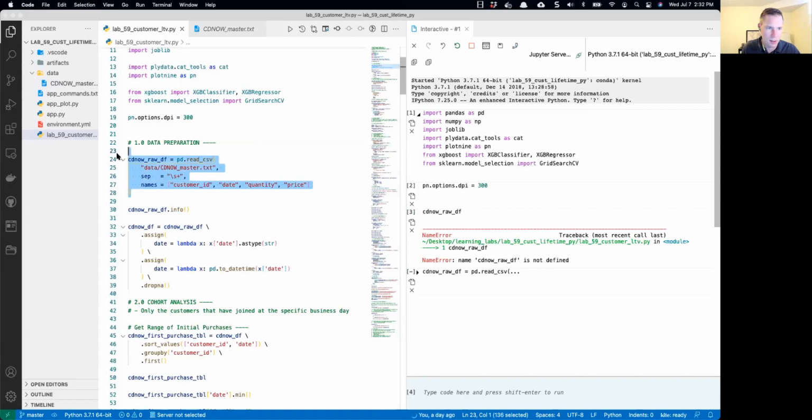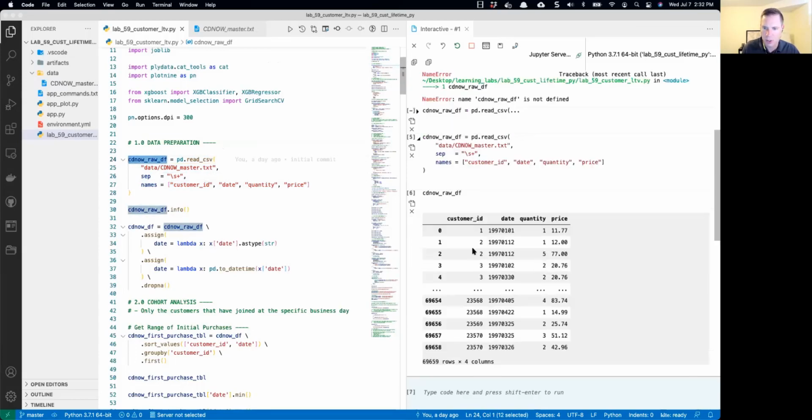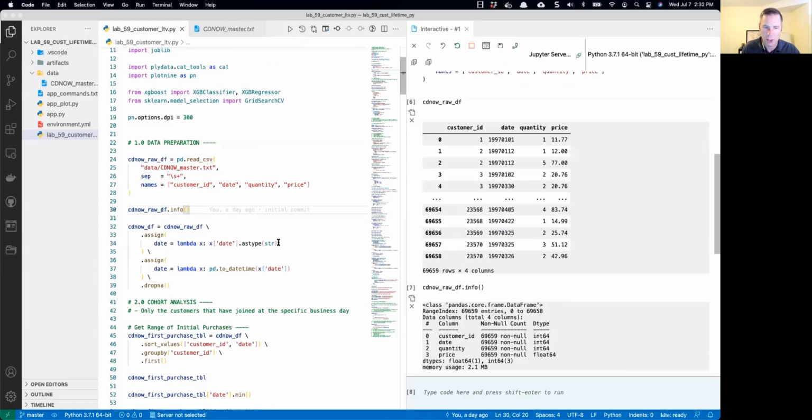Hold on one second. Need to do shift enter to pull it in. Should be running. And then if I do shift enter one more time, we should now see our data set pulled in. So it's customer ID, date, quantity, and price. Next, I'm going to quickly check out the info. I can see some issues here.